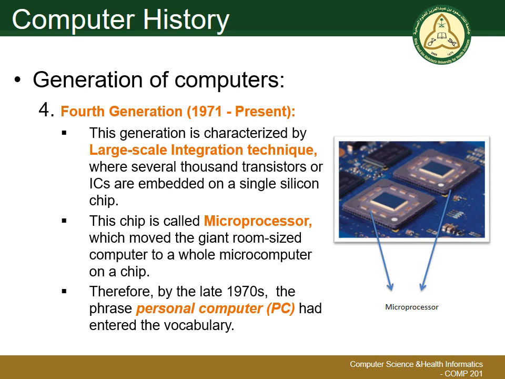Notice that we moved from the first generation, a whole room for a computer, to now a very small chip, no more than a few small centimeters, maybe less, that contains a complete computer. Look at the difference in time and in size, how we moved from a huge size in the first generation to a very tiny size in the fourth generation. Therefore, by the late 1970s, the phrase personal computer PC had entered the vocabulary.